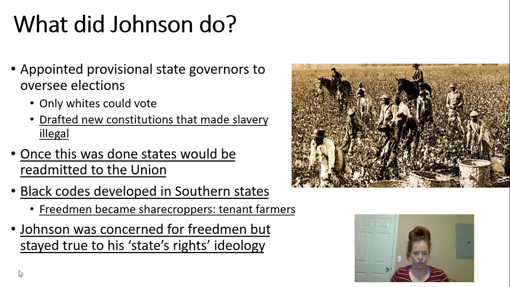Looking further into what Johnson did, he's also going to appoint provisional state governors to oversee elections. In these elections, the goal is to come up with a new state constitution in which only whites could vote on whether they agree or disagree to the constitution. And once this was done, then that southern state would be readmitted into the Union.